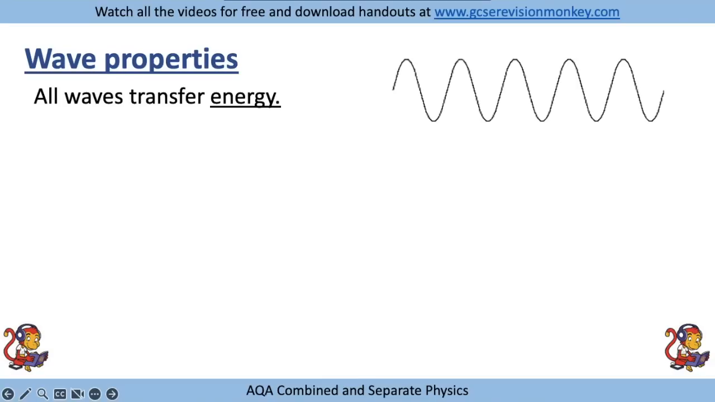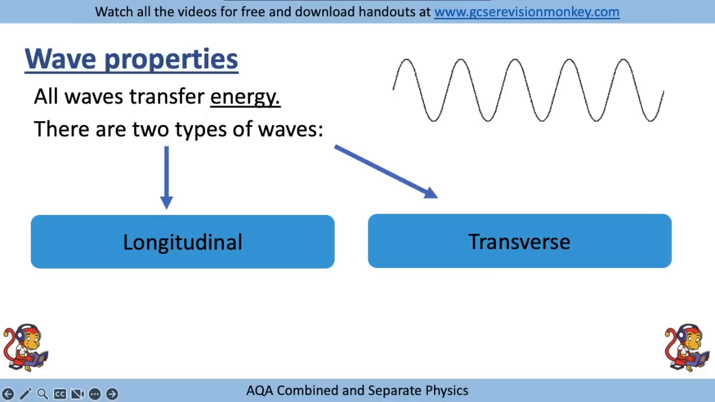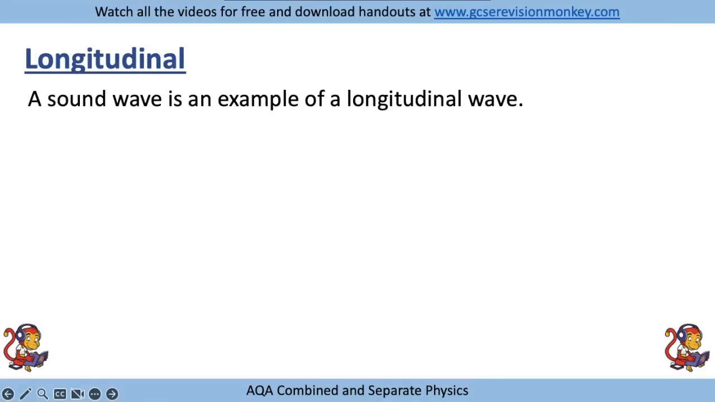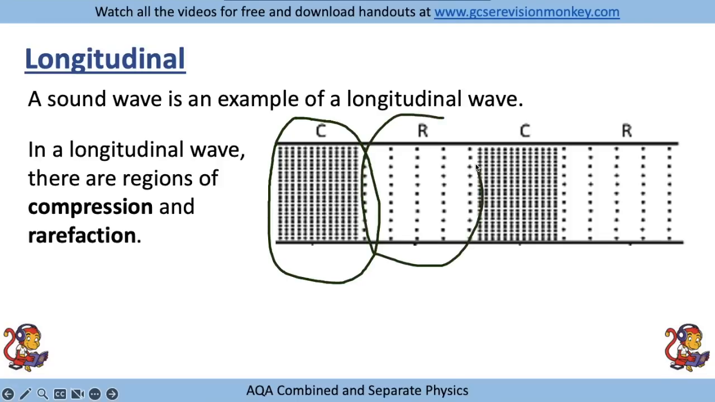All waves transfer energy. There are two types of waves, longitudinal and transverse. A sound wave is an example of a longitudinal wave. In a longitudinal wave, there are regions of compression and rarefaction. So here we have all the particles close together, and that's a region of compression. And next to it, where the particles are further apart, that's a region of rarefaction.